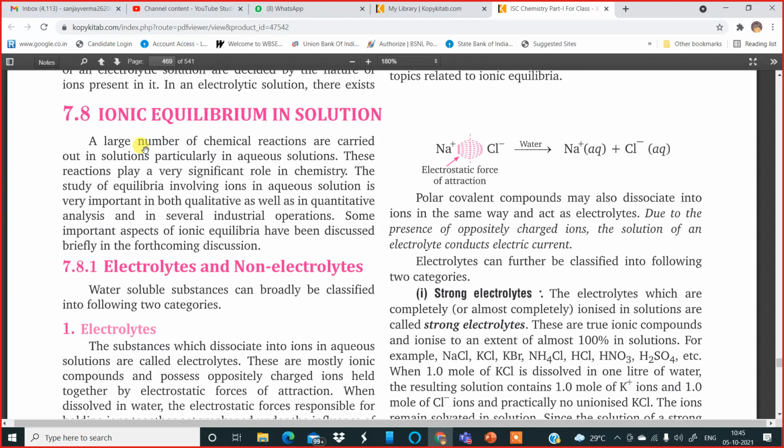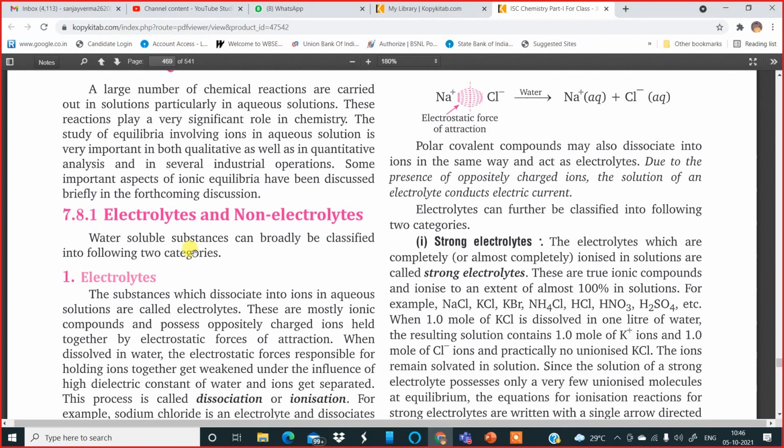In the case of reversible reactions, we know a large number of chemical reactions are carried out in solutions, particularly in aqueous solutions. These reactions play a very significant role in chemistry. The study of equilibria involving ions in aqueous solution is very important in both qualitative as well as quantitative analysis and in several industrial operations. Some important aspects of ionic equilibria have been discussed below.